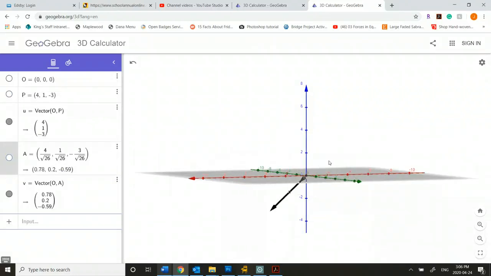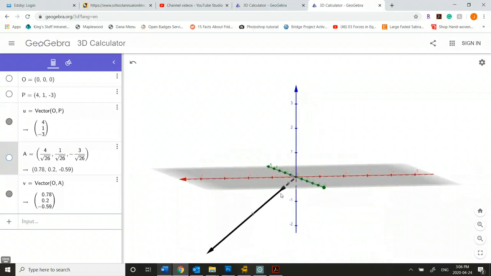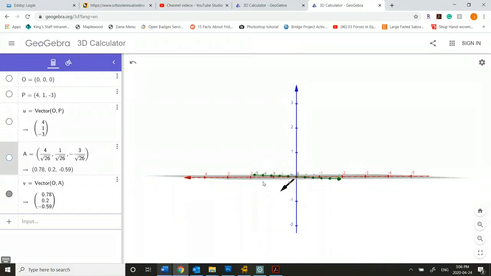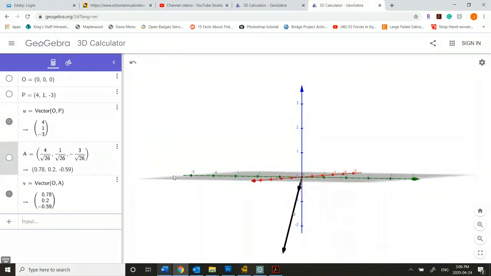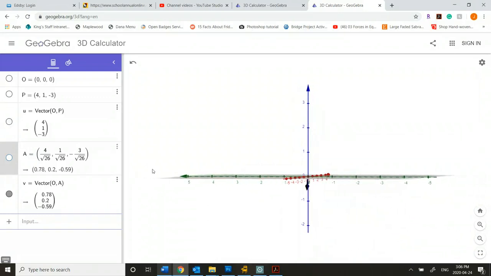So I'm going to get rid of that point on the graph here, and you can kind of see this tiny little vector. Let's zoom in a little bit so you can see that a bit better. You can see that little vector here, and if we remove vector u, what remains is the unit vector in the same direction as vector u. So you can see here as we rotate what that looks like in 3 space.